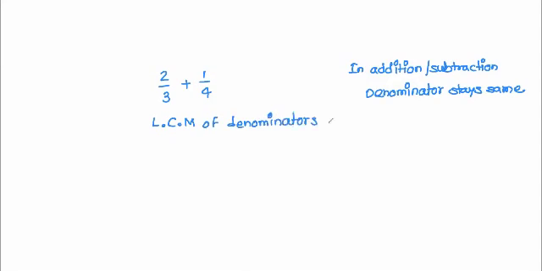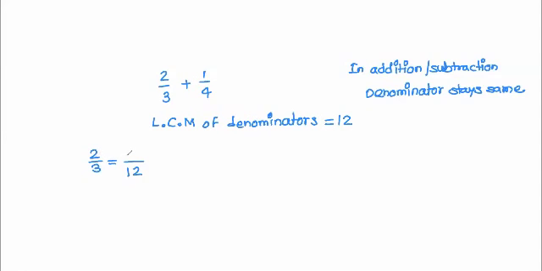So the LCM of the denominators in this case is 12. For the 2 upon 3 fraction, I have to find the equivalent fraction. I have to convert this 2 upon 3 into an equivalent fraction which has denominator 12. To get a 12 denominator here, I need to multiply 3 by 4. 3 into 4 is 12. In that case, to find the equivalent fraction, I have to multiply 2 also by 4.